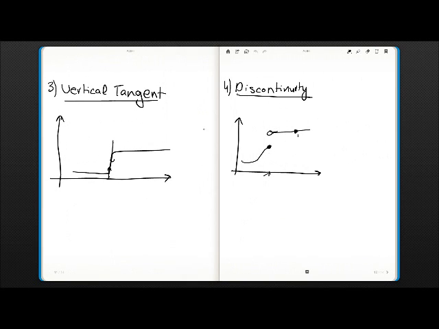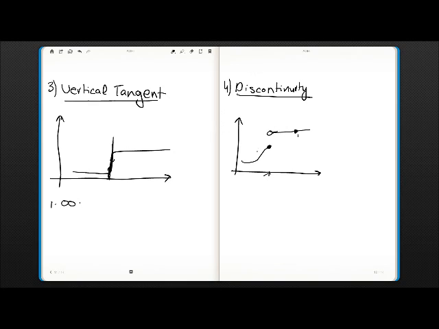The third is a vertical tangent, and you can see why it's not differentiable: if you take a tangent, it's approaching infinity. This is the reason why it's not approachable, because infinity is not a defined value.